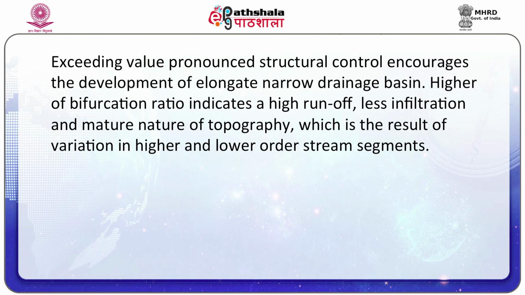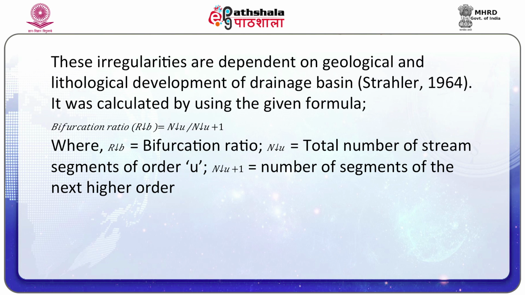Higher bifurcation ratio indicates a high runoff, less infiltration, and mature nature of topography, which is the result of variation in higher and lower order stream segments. These irregularities depend on the geological and lithological development of the drainage basin. It was calculated using the given formula. Next one is stream length.